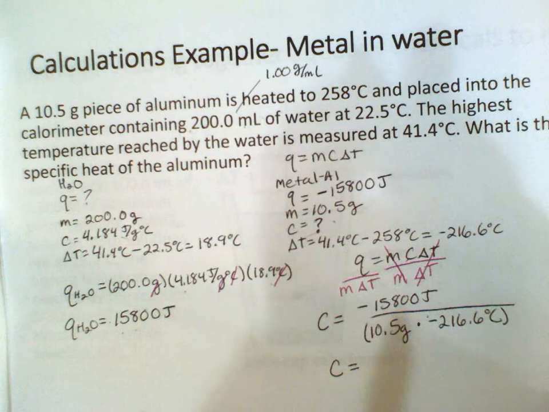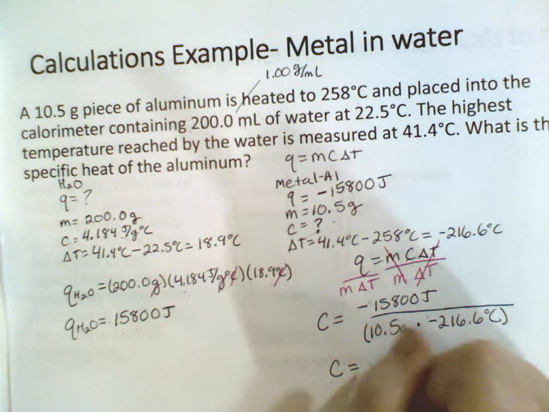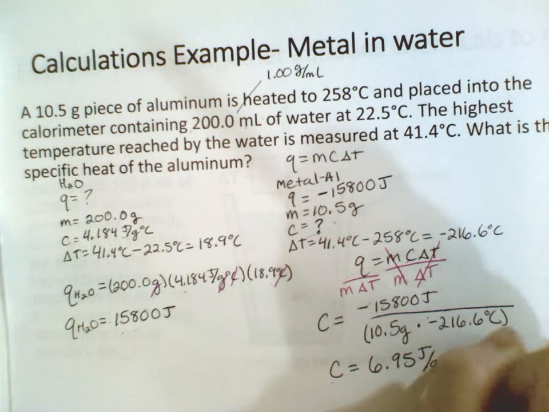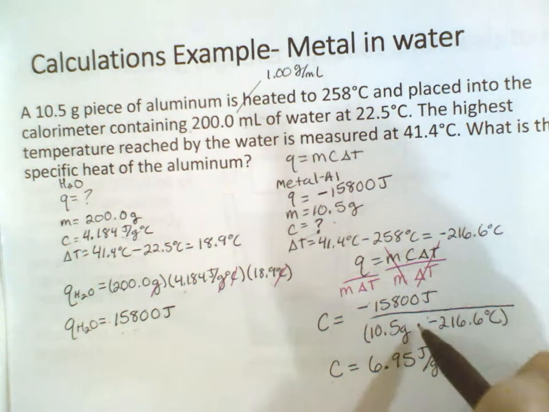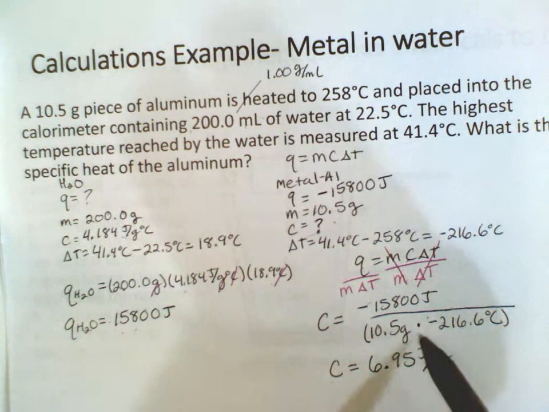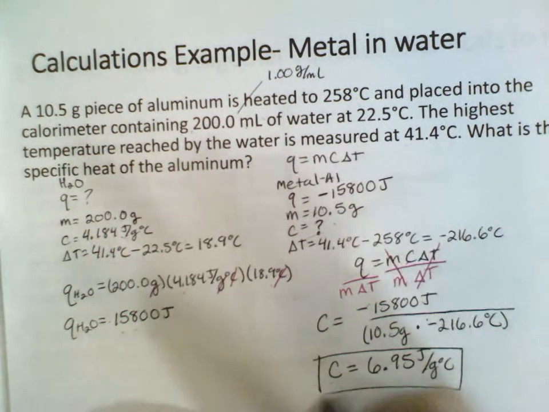So if we calculate this out, notice we do have a negative over a negative, so we should get a positive value. C has to be a positive value. So I got 6.95 joules per gram degrees Celsius, because none of our units cancel. Check your work, make sure you get the same answer in your calculator. Make sure you're putting it in your calculator correctly. Sometimes students get everything correct on their test, but they just put it in their calculator wrong, and so I want to make sure you guys are doing it right. So this would be our final answer.